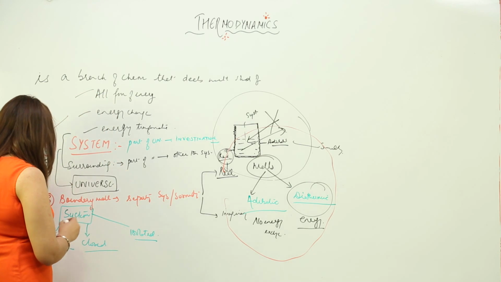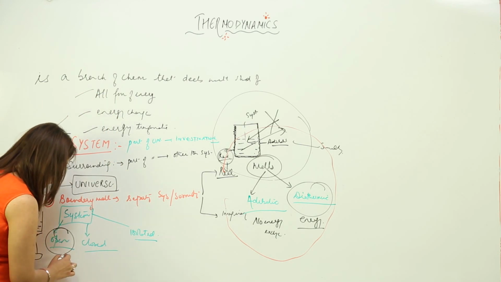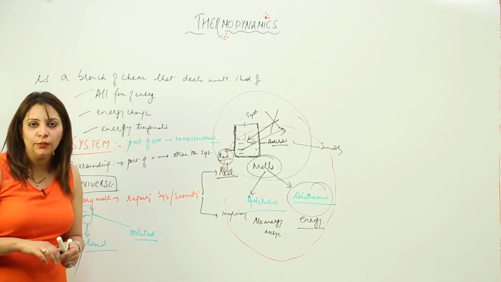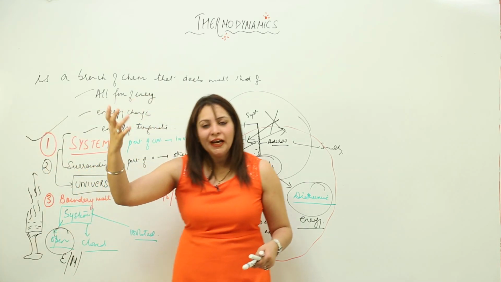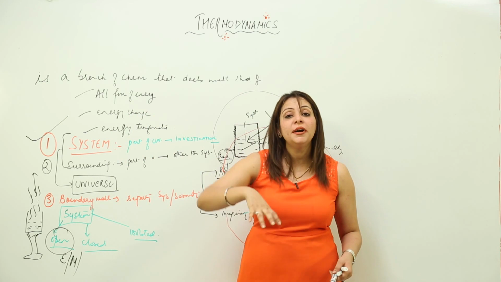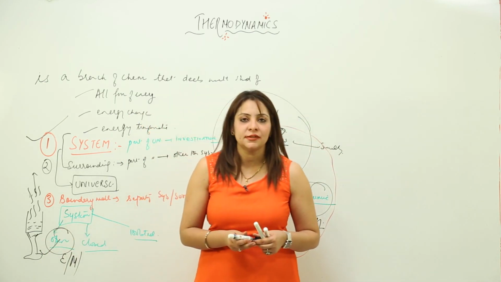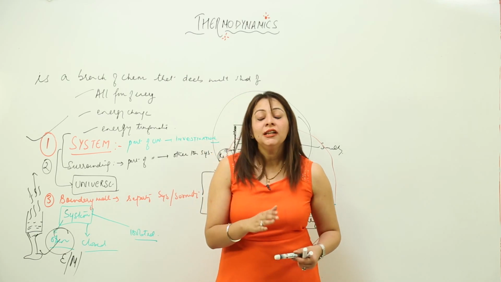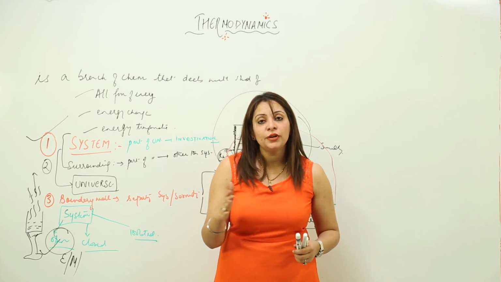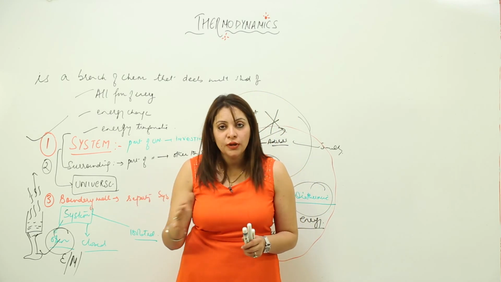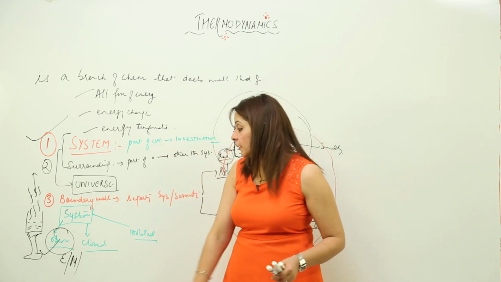That means this kind of system is exchanging energy as well as matter with the surrounding, because energy is going out and even the matter, that is the vapors, are also going out. So we call this kind of system an open system. Once again, we divide systems into three categories on the basis of whether they exchange heat or matter with the surroundings or not. So our first system is the open one.